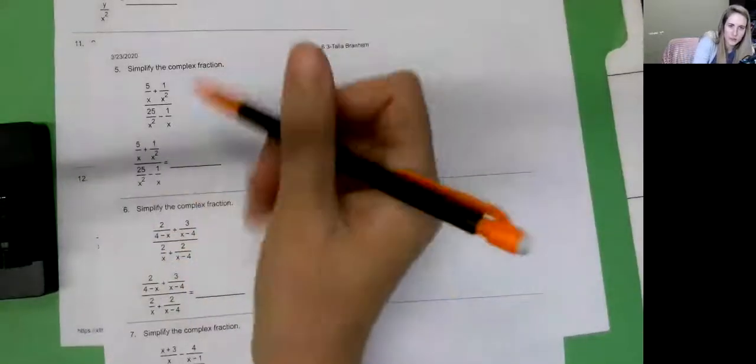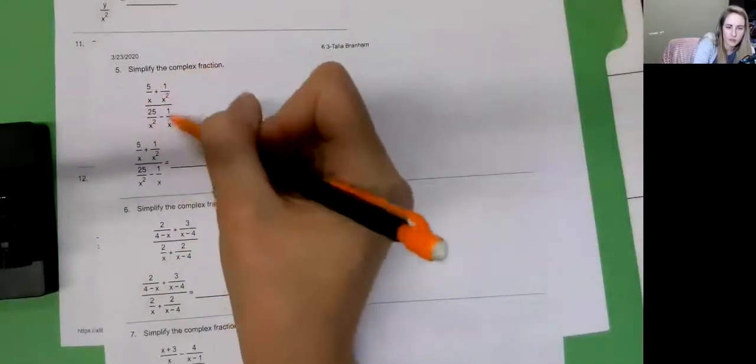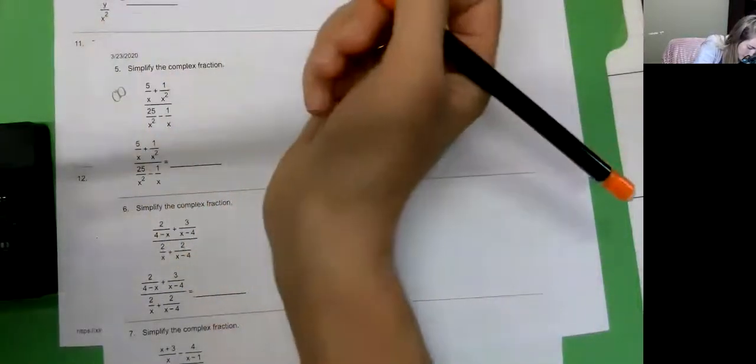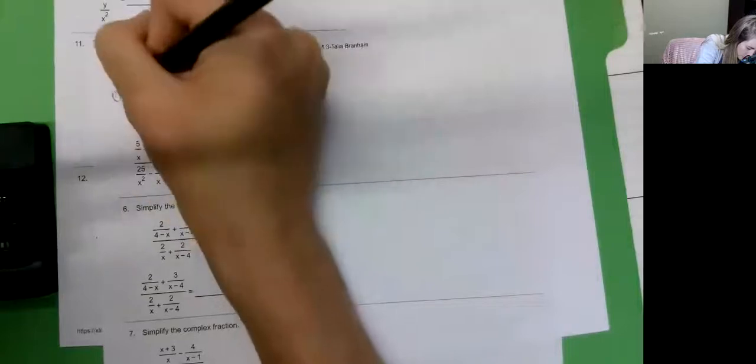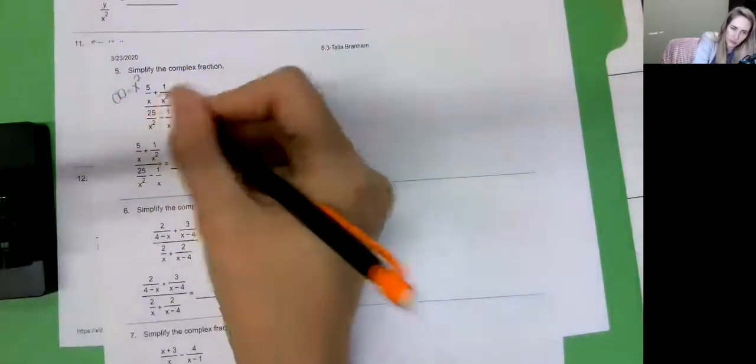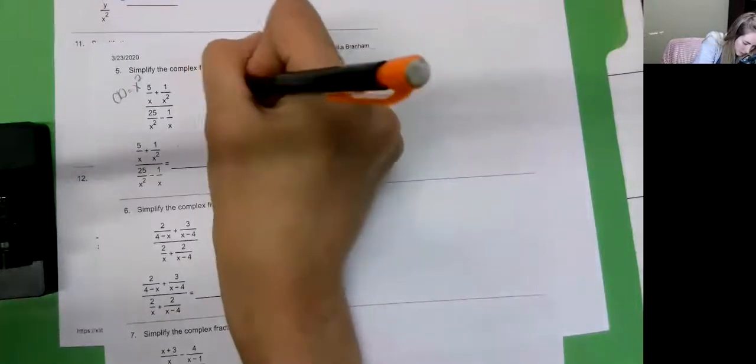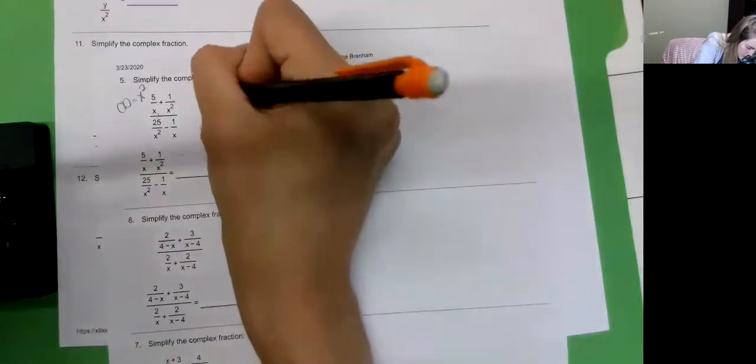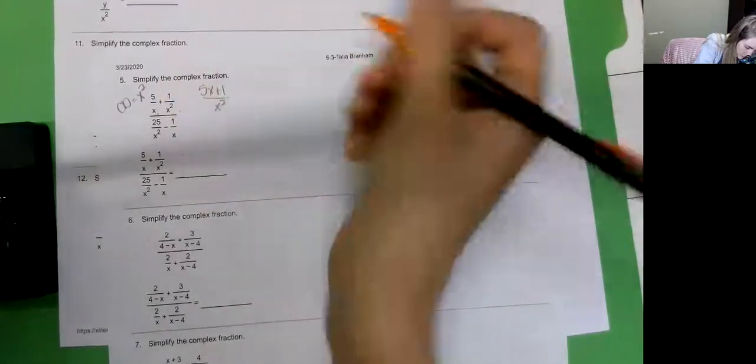Okay, so the first thing we have to do on these is find our common denominator. So our common denominator of both of them is going to be x squared. So we're going to have to get x squared on the bottom of both of these first. So since this is just x, to make it x squared, we'd have to multiply by x. So 5 times x. And then that one is already over x squared, so plus 1.